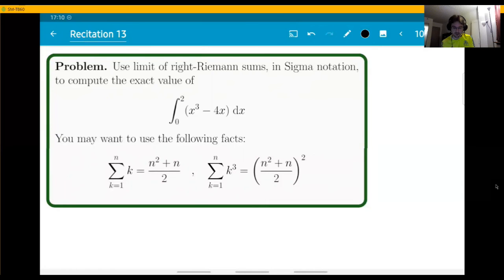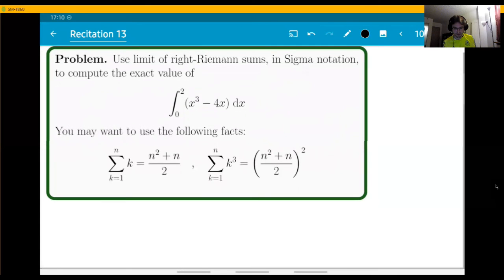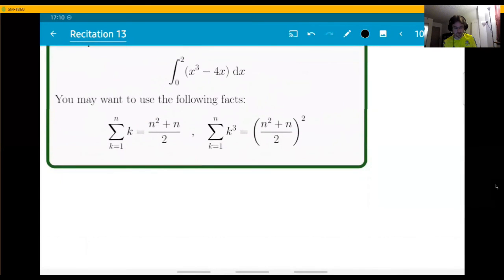And now we want to find the integral. This time it's from 0 to 2. And the function is x cubed minus 4x. So just a little bit more complicated. And we're going to use sigma notation this time, but it is exactly the same procedure that I just showed you. So let's do that. The interval goes from 0 to 2. So delta x this time is going to be 2 over n, if you have n pieces, but now the b is 2, it's not 1. So delta x is 2 over n.